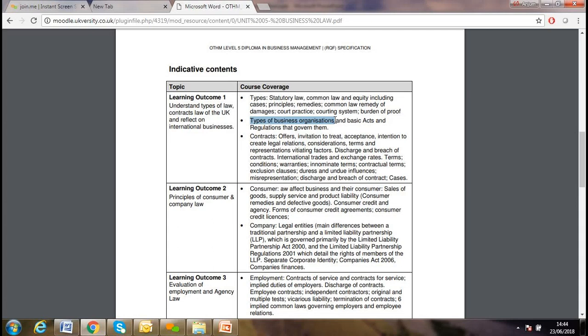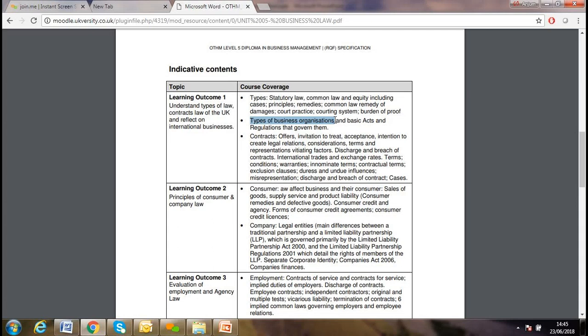That's the invitation to trade. If both parties offer and accept, then it becomes a contract. There should be an intention to create legal relations, an agreement with the intention to be legally binding, and then it is a legal contract. So, terms and representation.